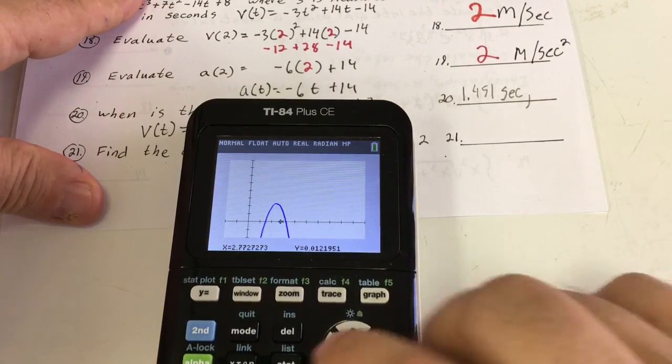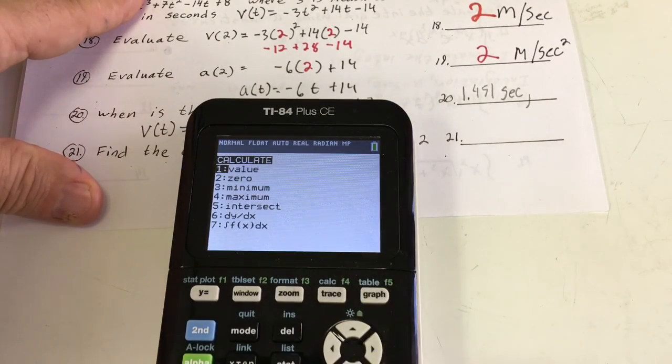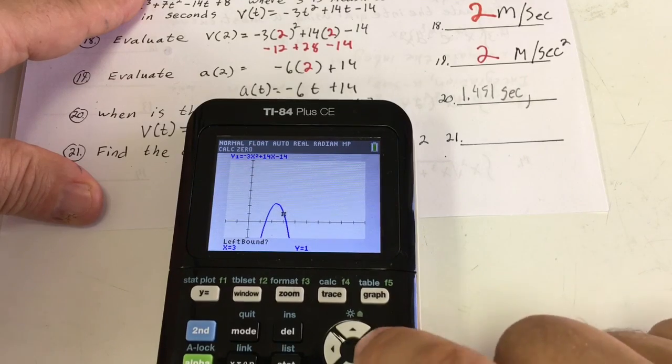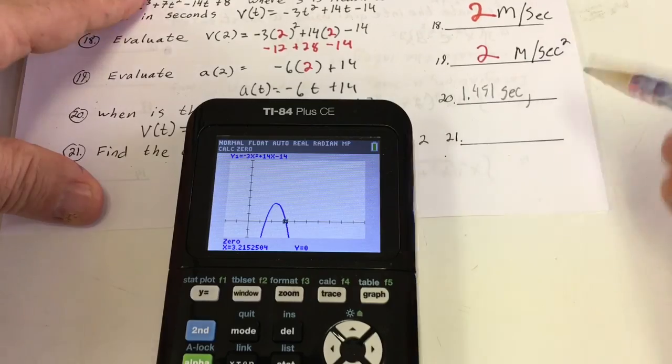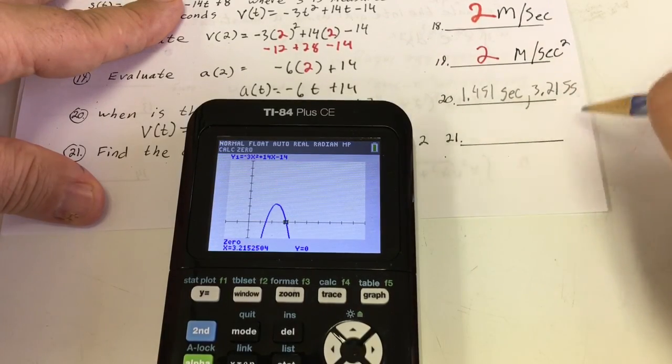Now I want to find the other time it's at rest. So I hit second calc 0. And now I want to get over to this side. Left bound it, enter. Get it to the other side, right bound it, enter, enter again. And that's at 3.215. 3.215 seconds also.